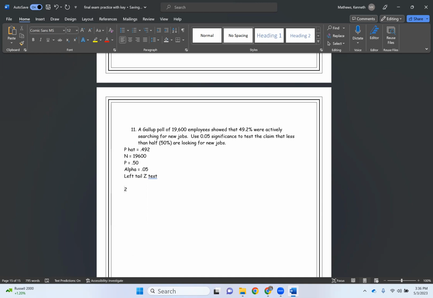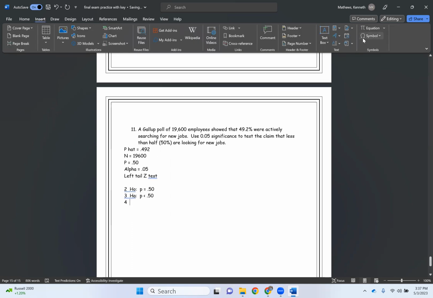Okay, so step 2. Our null hypothesis is that P is greater than or equal to 0.5 or 50%. I've been forgetting the equal to all day, but I've been catching myself all day. So step 3. The alternative hypothesis is that P is less than 0.50. Step 4. Alpha is equal to 0.05.